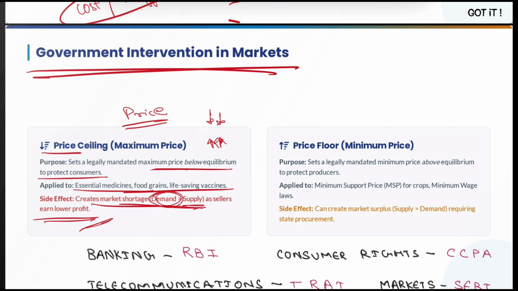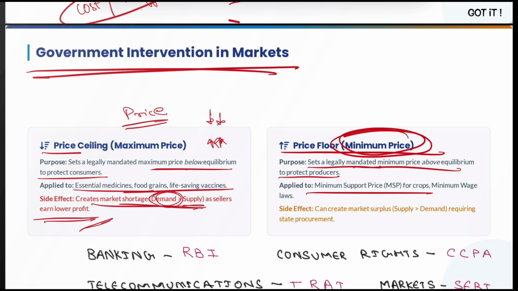And the next thing is a price floor. What is the minimum price of a product? This sets a legally mandated minimum price above the equilibrium in order to protect the producers. The minimum support price for crops and the minimum wage laws come under this price floor, where below this price you are not able to get that particular service, for example land, labor or crops.